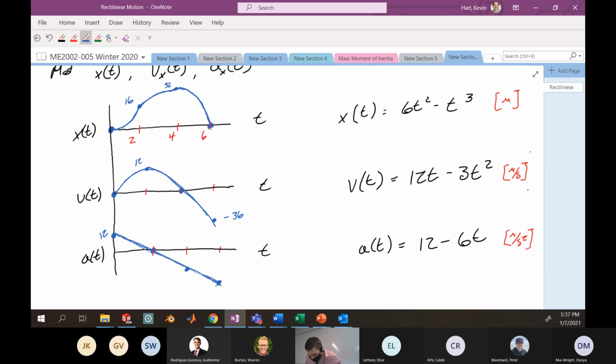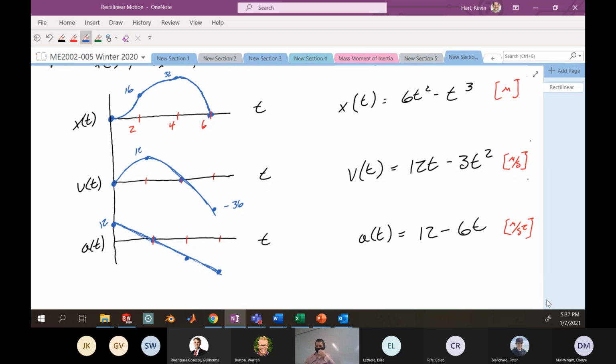Okay, so why did I go through the trouble of plotting all of these guys? Well, it's because we know that there are relationships between position, velocity, and acceleration through the derivatives that we just showed. The derivative of the position being the velocity, the derivative of the velocity being the acceleration. Sorry, I was saying that backwards. Yikes.